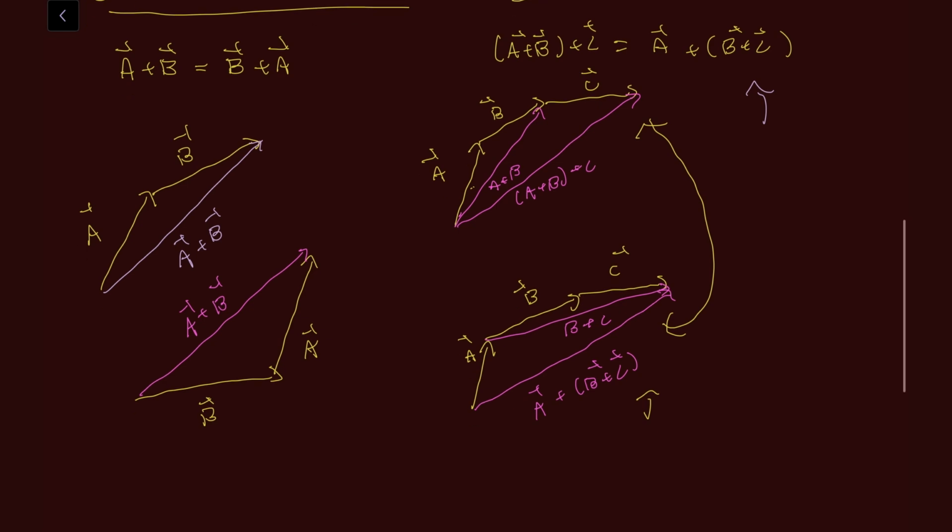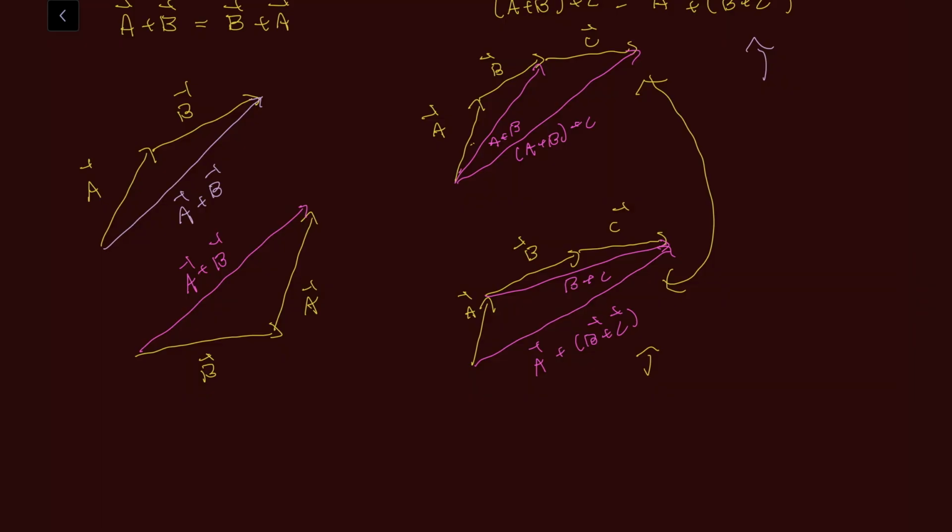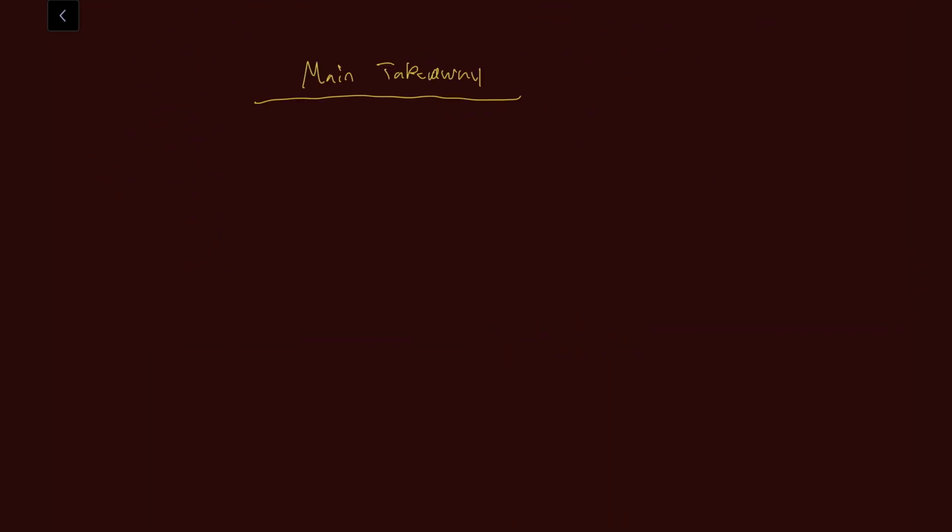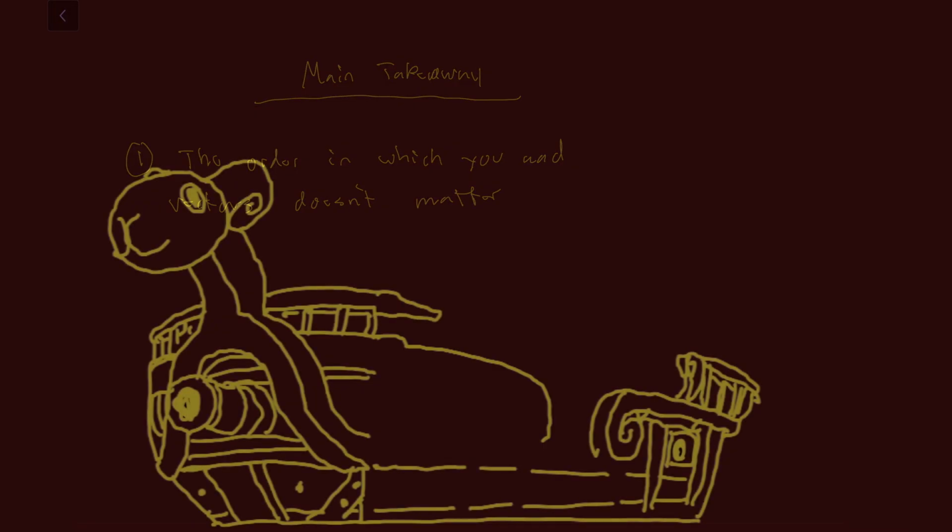So now let's move on and I'll tell you what our main takeaway from this is. Here's what I want you to leave this video knowing. And it is that the order in which you add vectors doesn't matter. And that is a pro level insight, because once you realize that vectors can be anything, can be forces, velocities, displacements, this pretty much just tells you that the order in which you add them is going to get you to the same result, no matter what.